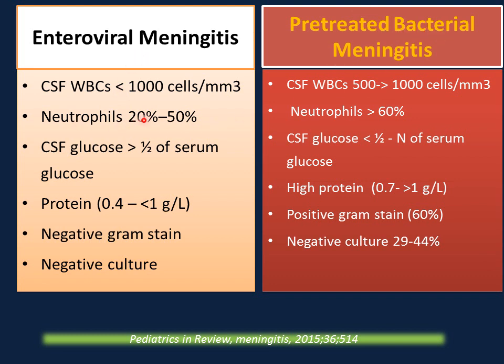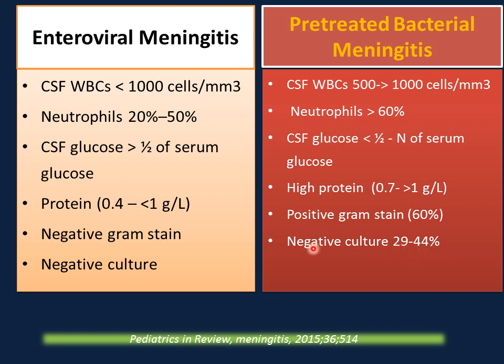Neutrophils in cases of enteroviral meningitis are between 20 to 50%. Here it will be more than 60%. This is a differentiating point. The CSF glucose here is more than half of the serum. Here it will still be less than half of the serum or normal. Here the protein is between 0.4 to less than 1 gram. Here between 0.7 and more than 1 gram. Here is negative gram stain. Here is positive gram stain in 60% of the cases. Negative CSF culture here; here, negative CSF culture in 29 to 44% of the cases.